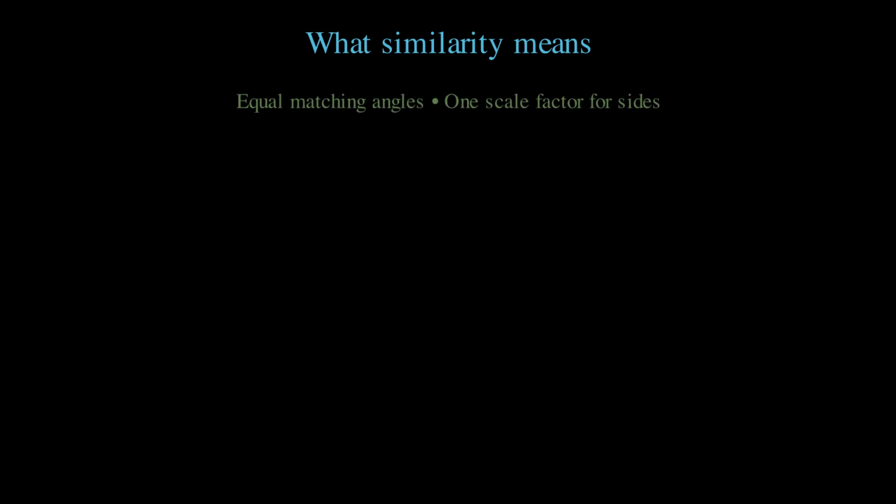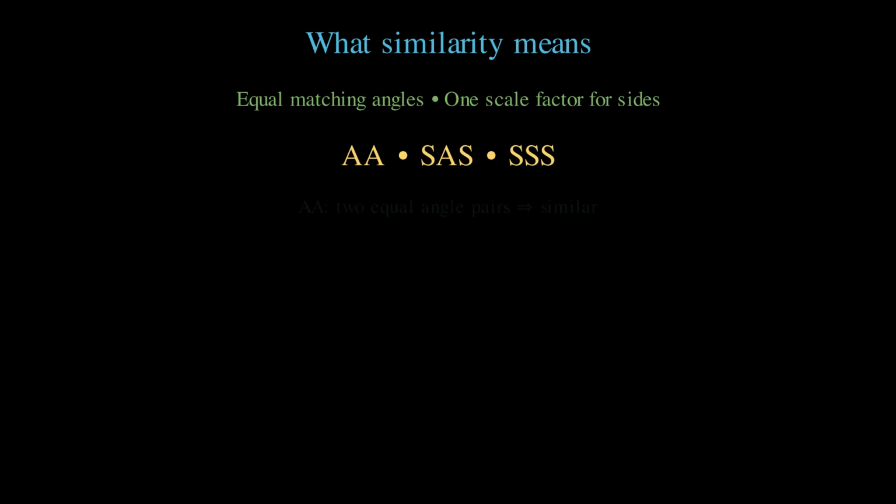Two triangles are similar when they have the same shape. That means matching angles are equal and matching sides scale by one positive factor. There are three classic ways to justify similarity: angle, side, and side. Angle is the SAT workhorse. If two angles match, the third angle is forced to match too, so the triangles are similar.